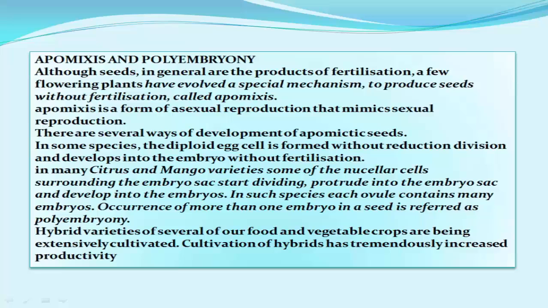Finally, hybrid varieties of several of our food and vegetable crops are being extensively cultivated, and cultivation of hybrids has tremendously increased productivity. With the help of polyembryony and apomixis, hybrid superior varieties are produced. So this is about the theoretical explanation of sexual reproduction in flowering plants.